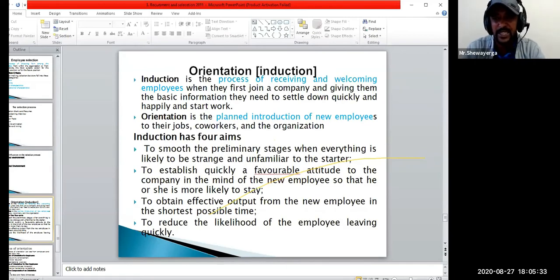So the next element of human resource management is orientation. The first step is job analysis. The second element of human resource management is human resource planning. The next one is recruitment, then selection. Next to selection, that is what? Orientation. But which one comes first? Orientation or induction? Both are the same. Which comes first?